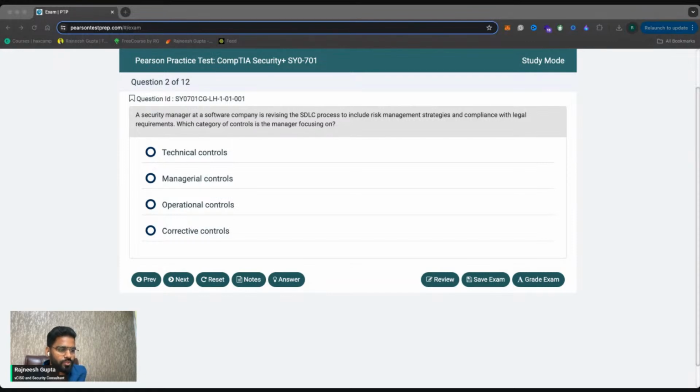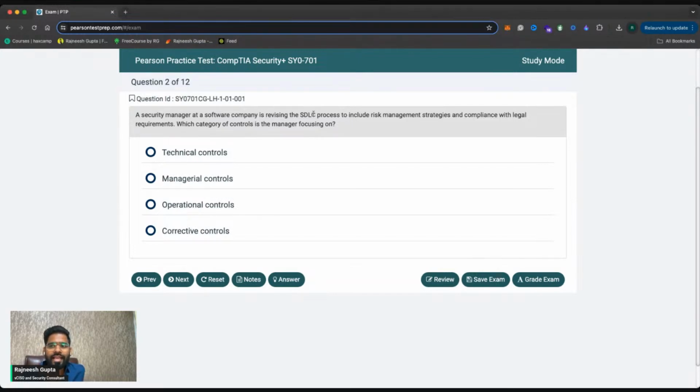First of all, you should have a basic idea about the difference between them. I'll try to cover a few of them. Corrective control is a situation when something happened in the past and now you're taking an action. Did something happen? No, right? SDLC is the software development life cycle management. So it's not a corrective control, because nothing happened in the past.